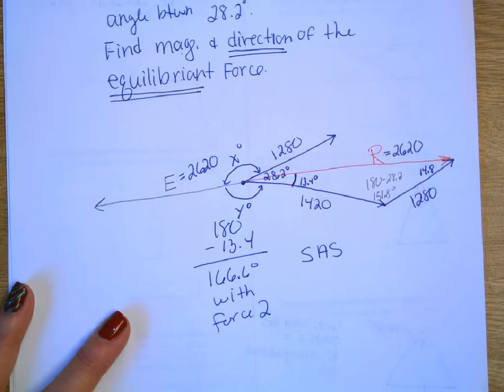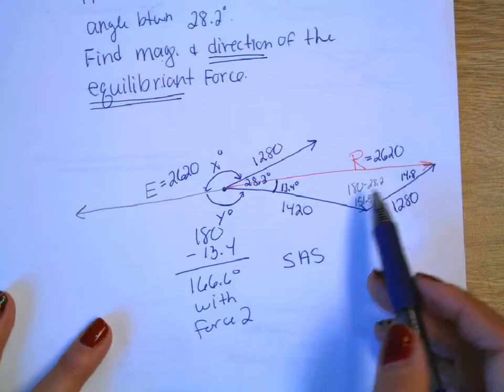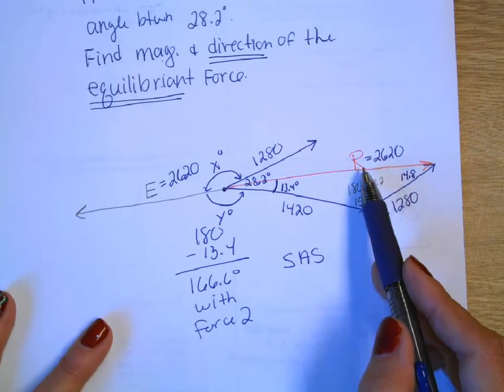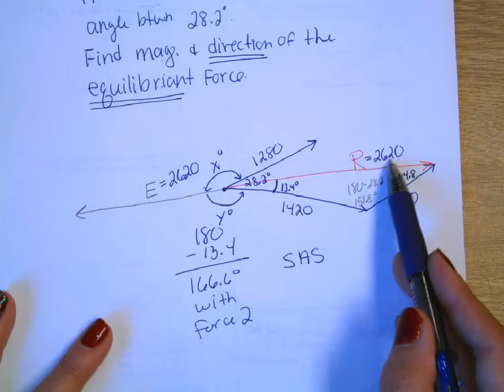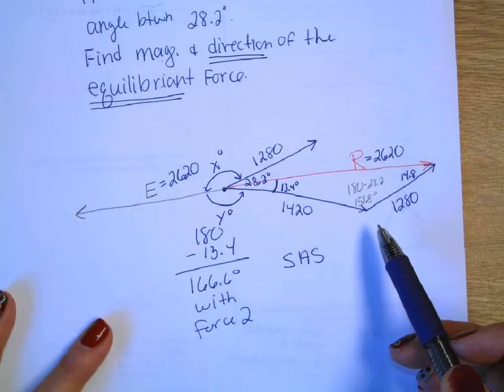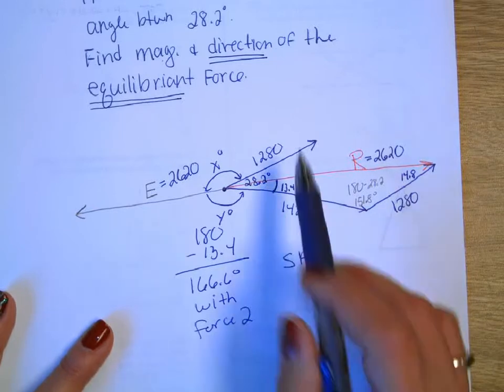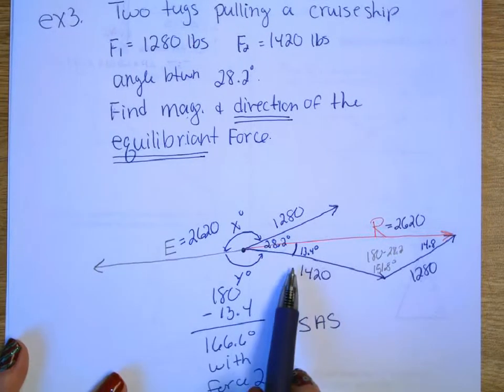Where did the 2620 come from? Off of the program. After you ran SAS, that was the missing side. Did you run it in 3 sig figs? Okay. Got it? Yep, 3 sig figs. Austin. So it's force 2 because that's the way they labeled force, the 1420. Okay, yeah.